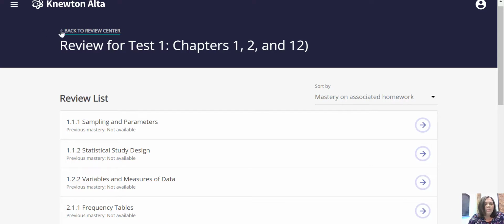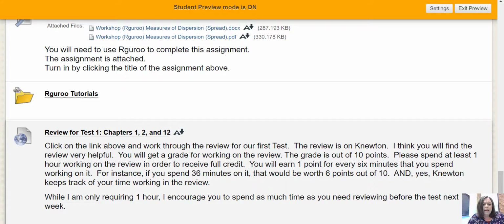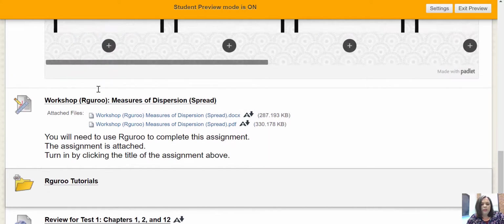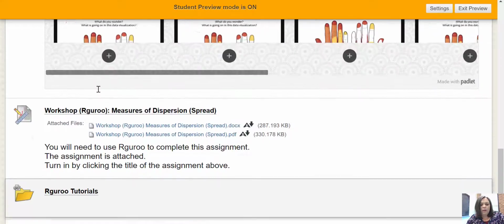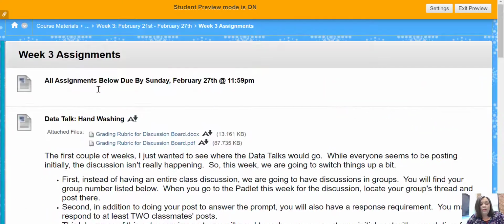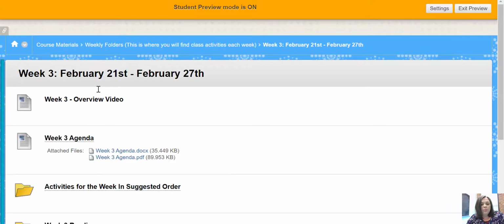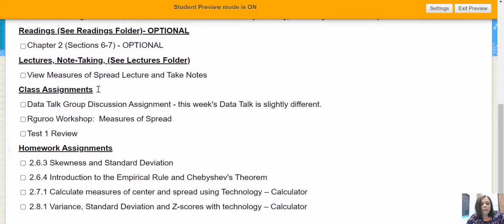Okay, let me see if there's anything else. I think for the most part, that's pretty much it. Like I said, we've got the Data Talk assignment, our Guru workshop, and then we've got the review, and then we've got 4 homework assignments. And then I think that's pretty much it. Let's go back to the agenda. Yeah, basically 7 things to do this week other than taking notes.